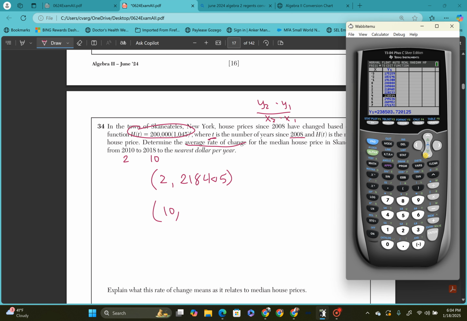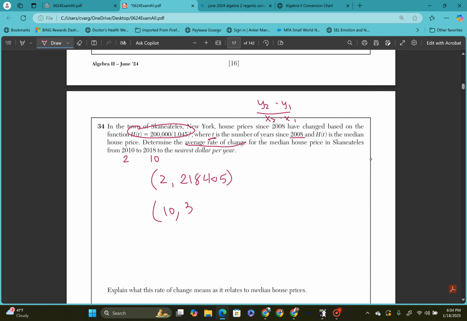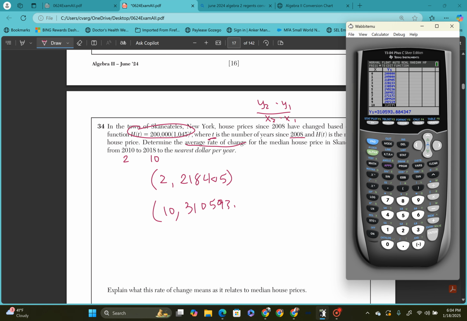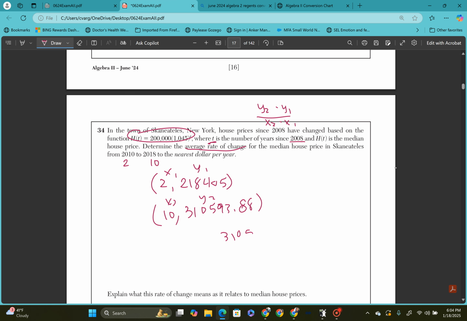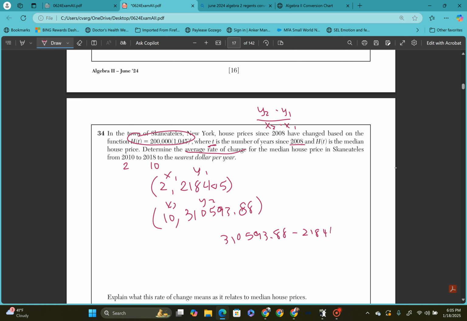And then I'm looking for the number across from 10. I'm going to go down. Here we go. Across from 10, I have 310,593.88. Okay, so since this is money, I can just round that, and then I can do my formula: x1, y1, x2, y2. So I could do 310,593.88 minus 218,405 all over 10 minus 2.